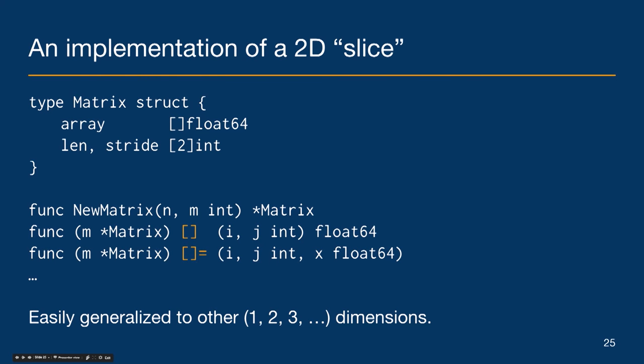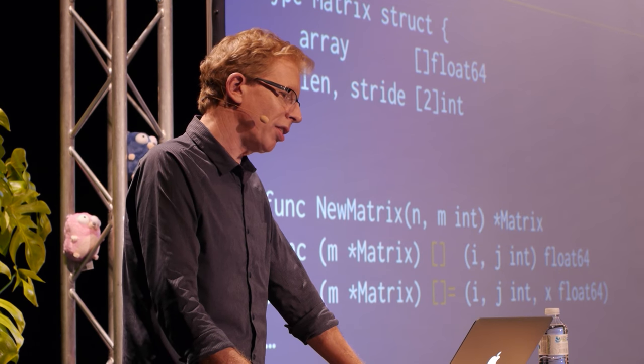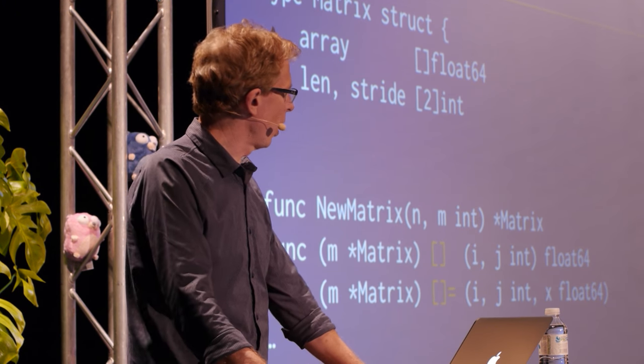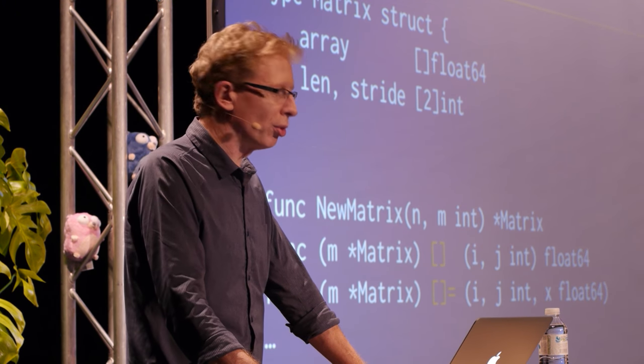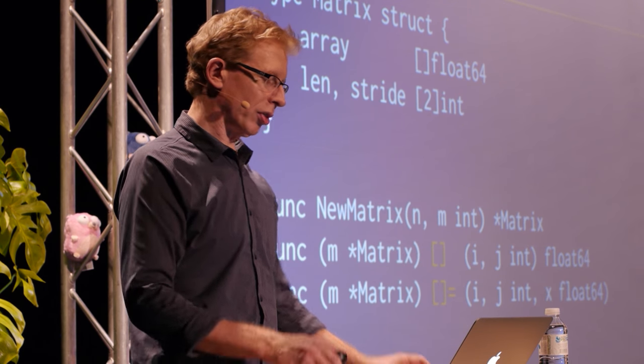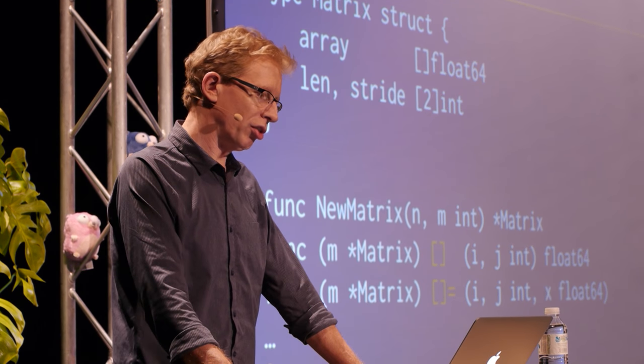So for instance, using this rewriter, we can now define a matrix type, effectively representing a two-dimensional slice together with nice indexing accessors. And this matrix type, this structure, actually resembles a slice descriptor closely, except that instead of just having an underlying array, the length and maybe a capacity, we now have two lengths, the length in each dimension, and two strides, which are the steps between the elements in each dimension.